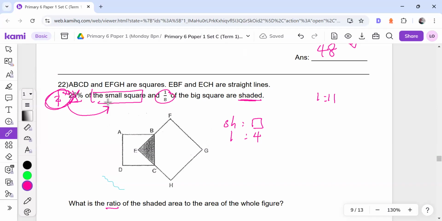Is there a total in this ratio? Don't have. There are no countable things. So I will not put the total here because there are no countable things. No children, no things. All right, go to the second fraction. 1/8 of the big square is shaded. So the big square has how many? The big square has 8, and 1 is shaded. So you must label, because once you label, then you can compare.